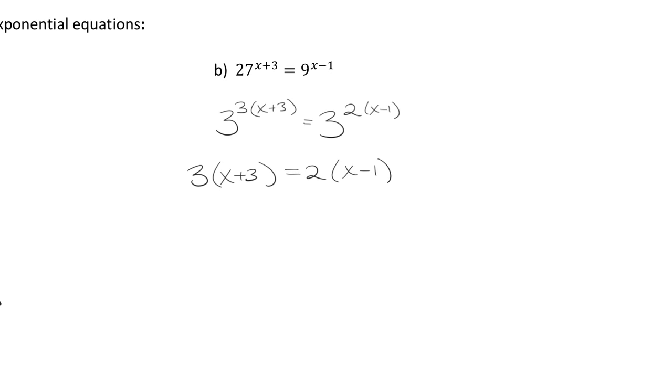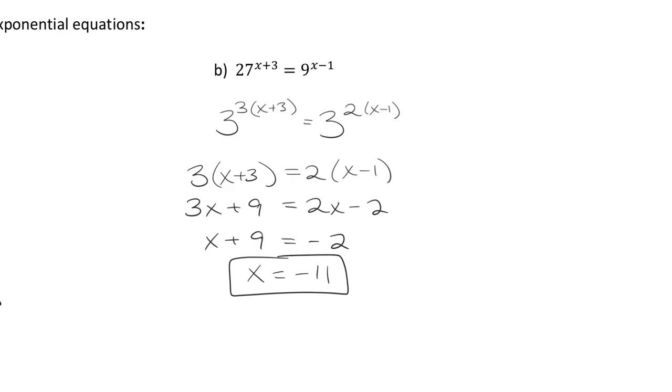inverse operations, all that good stuff. So we distribute, this becomes 3x plus 9 equal to 2x minus 2. We would subtract 2x from both sides. So minus 2x, that ends up with x. And what's my very last step here to solve for x? Minus 9 on both sides, which means x is equal to negative 11. How do we feel about that? Questions, comments, concerns?